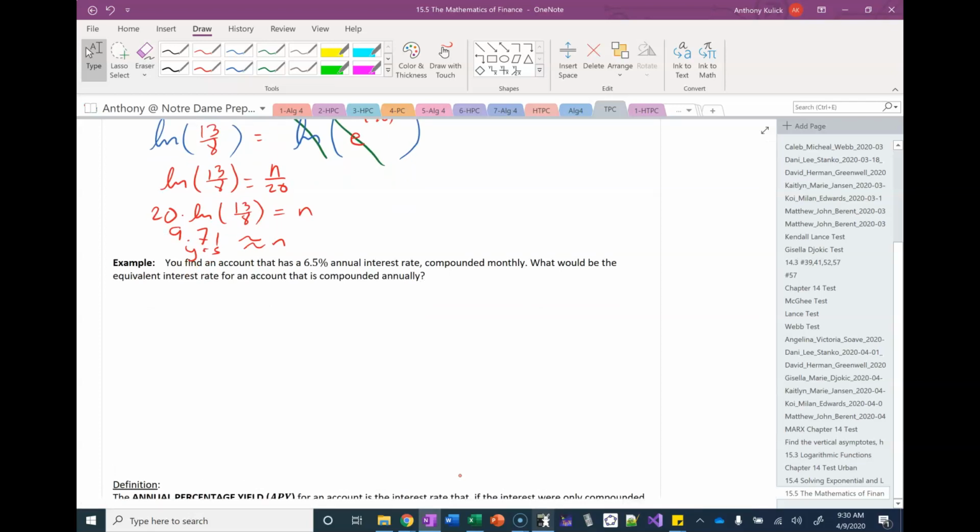So the next example says you find an account that has 6.5% annual interest compounded monthly. What would the equivalent interest rate be for an account that is compounded annually? Okay. So notice here we have compounded monthly, and we have compounded annually. So in these situations, we're going to be using the same compound interest formula.